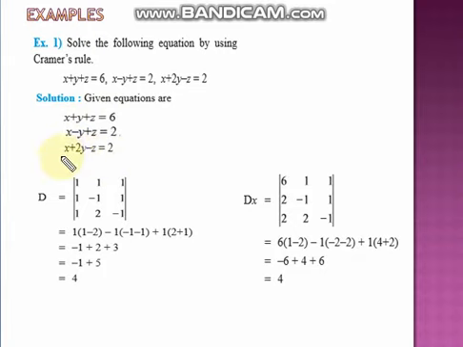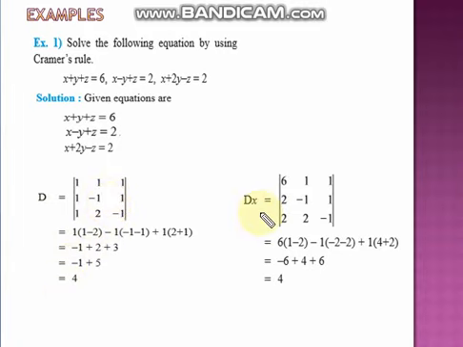Now see, what are the coefficients of x? 1, 1, 1. What are the coefficients of y? 1, minus 1, 2. Coefficients of z are 1, 1 and minus 1. So with the help of these coefficients, you can obtain the columns of d. The first column of d is 1, 1, 1. The second column of d will be 1, minus 1, 2. These are nothing but the coefficients of y. And the third column will be 1, 1, minus 1. Now you already know how to evaluate a 3 by 3 determinant. So the value of this d is 4.